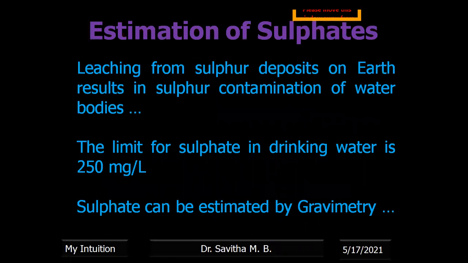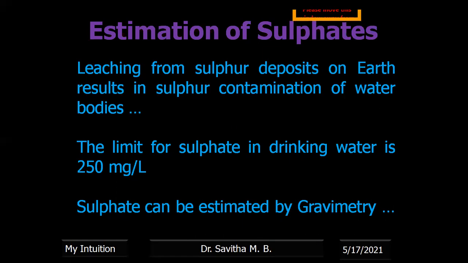Okay, next, first let me discuss the estimation of sulfates. Now, the sources of sulfate in water: leaching from the sulfur deposits on earth results in sulfate contamination in water bodies. The limit of sulfate in drinking water is up to 250 milligrams per liter. Then estimation of sulfate can be done by the gravimetry method.